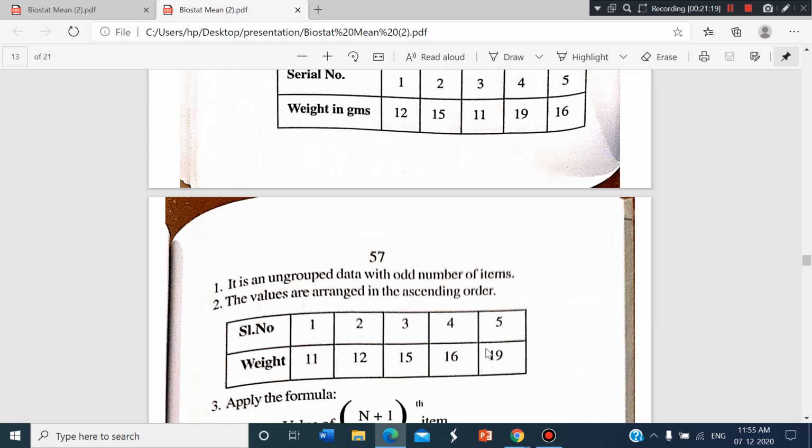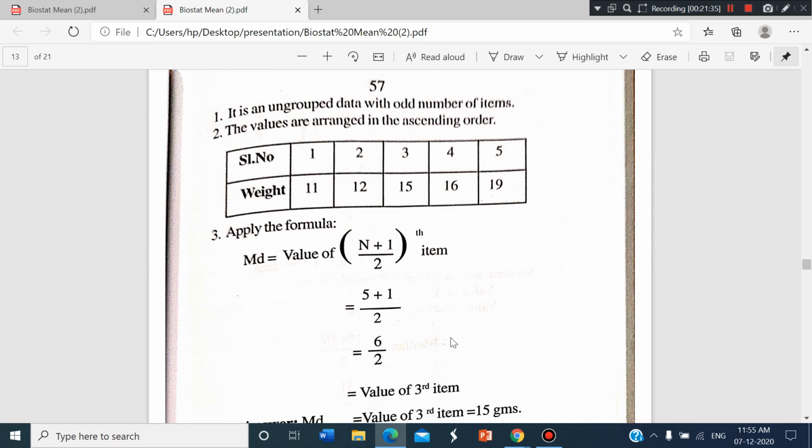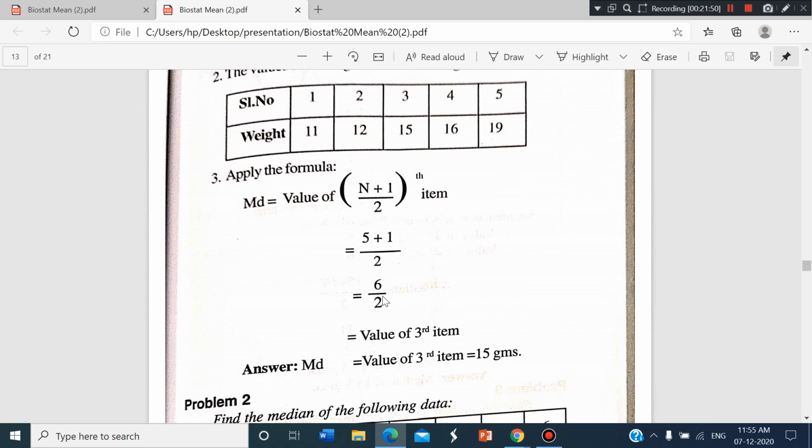Because here, if you want to find the positional average or the middle value, naturally you have to arrange them in either ascending or descending order. Once you arrange them in ascending order, you apply the formula. Median is equal to the value of the (n plus 1) divided by 2 th item. How many items are there? There are 1, 2, 3, 4, 5. So 5 plus 1 divided by 2, that is 6 by 2, which means 3.